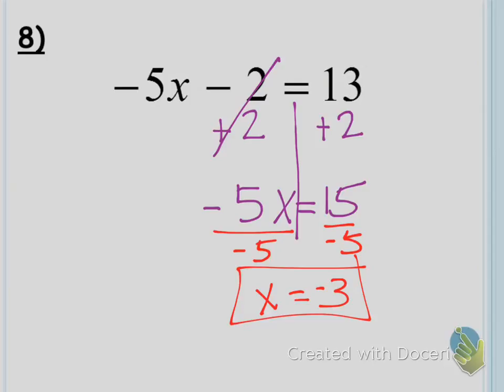Alright, we do get that x equals negative 3. Like always, if you want to plug negative 3 back in for the x, that would be a negative times a negative, which would be a positive 15 minus 2 does give you 13, so it checks out.